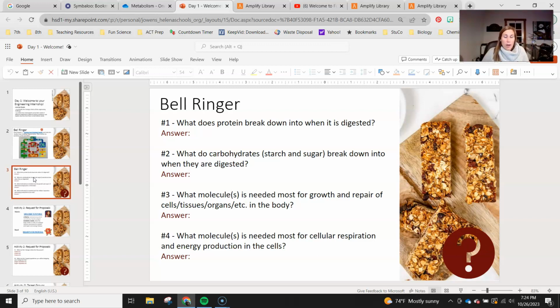So I just kind of went over that in the modeling tool. It's also, again, in your guys' article. And then finally, what molecule or molecules are needed most for cellular respiration and energy production in the cells? So where do we get our most efficient form of energy at?